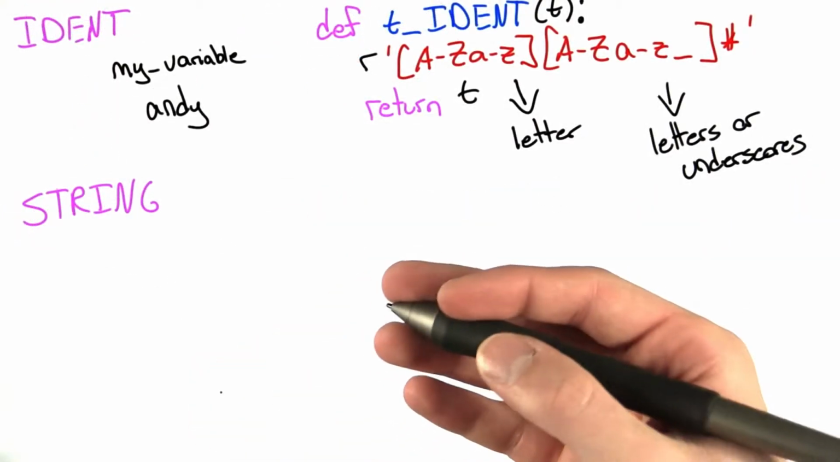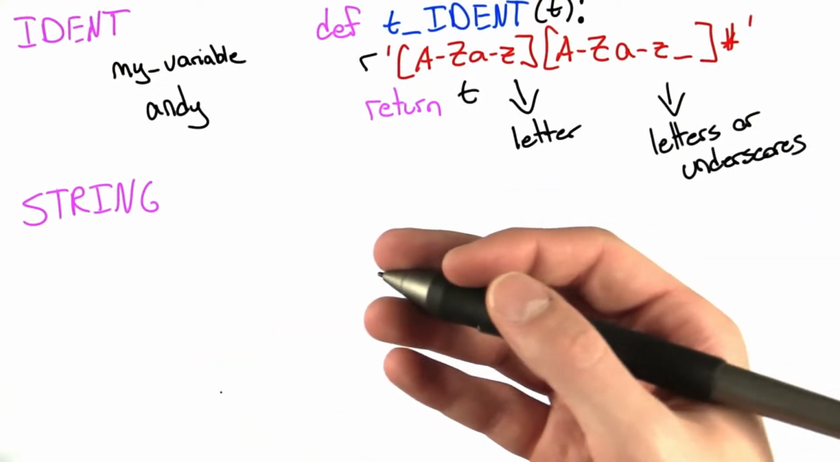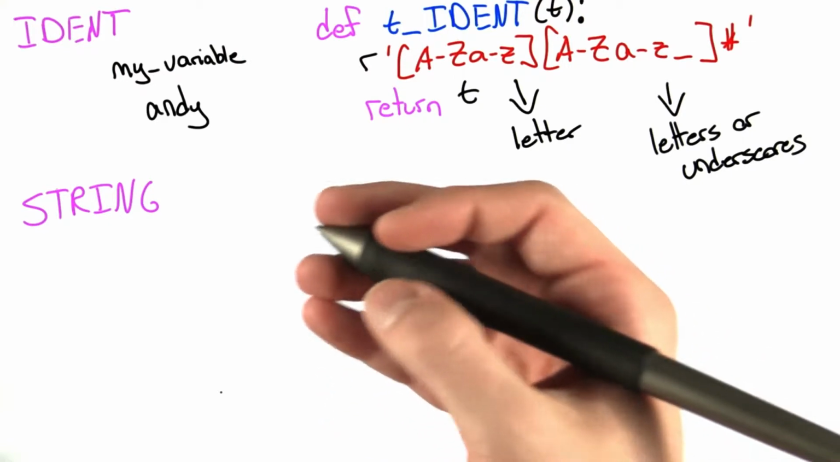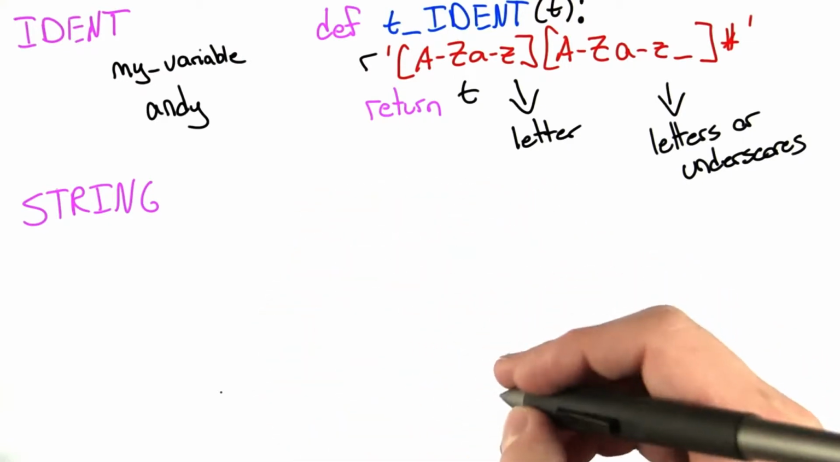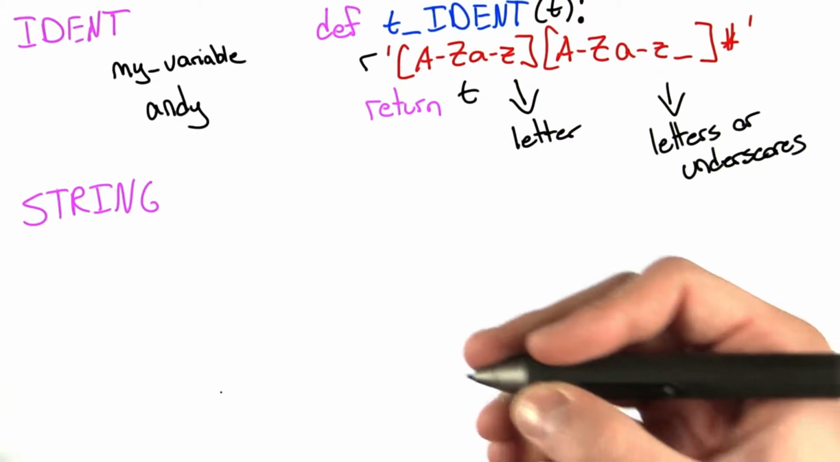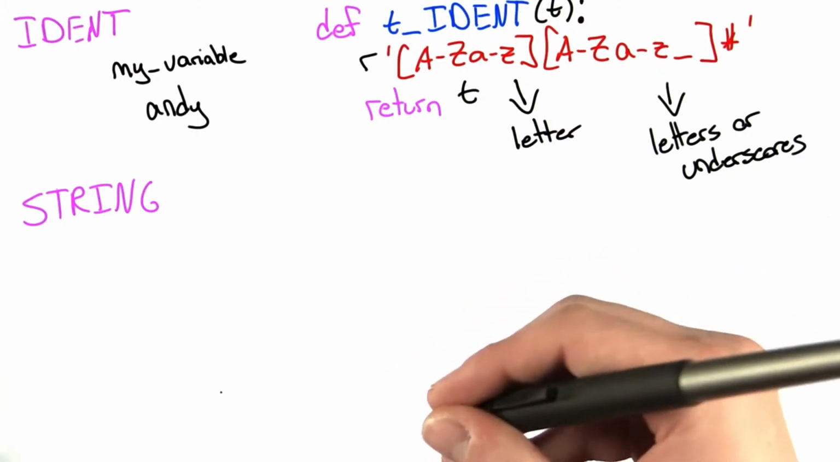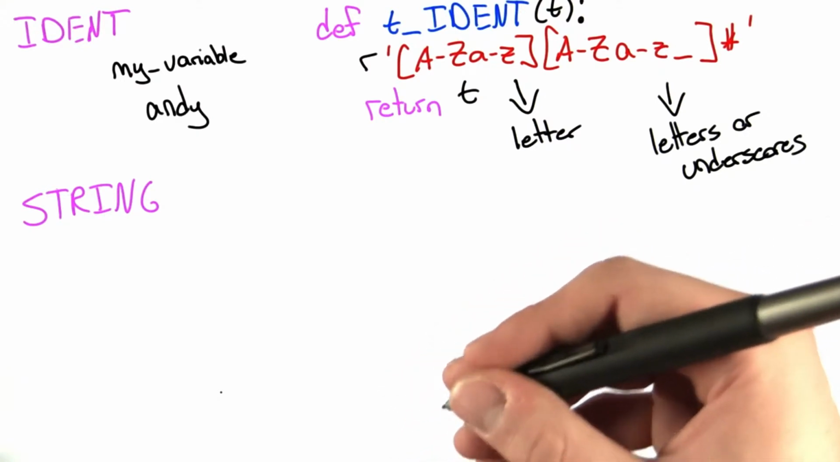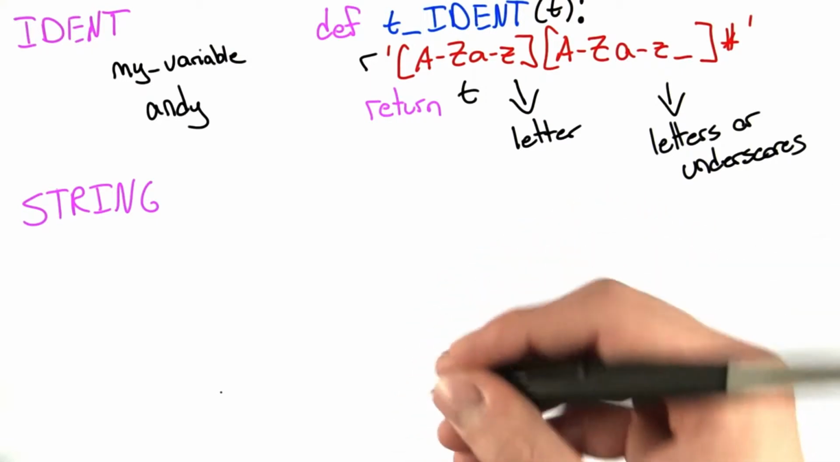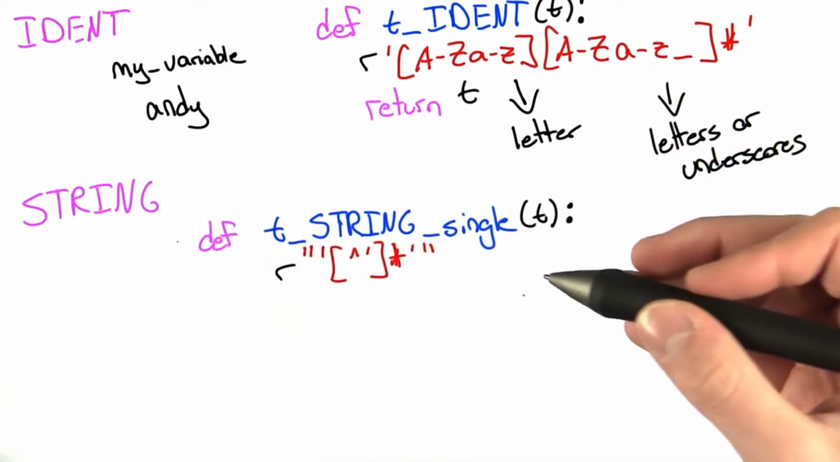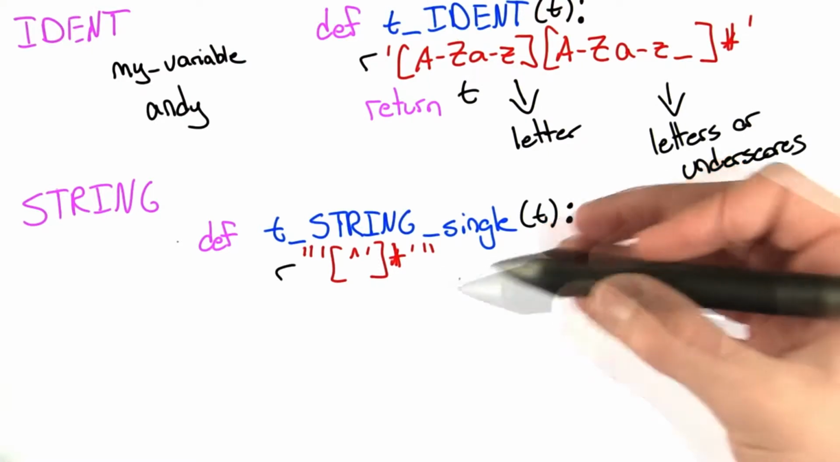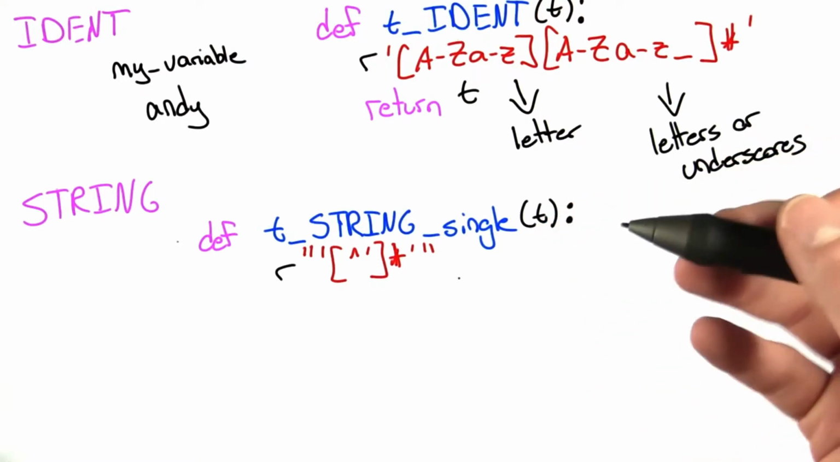So strings in this language are very similar to strings in Python. We can have single or double quotes, but in this particular language, for which we're designing our lexer, we don't have any escape sequences. This actually makes the expression to match these strings much simpler. So the first rule I'm writing is just for single quoted strings. The rule for double quoted strings is going to be very similar.